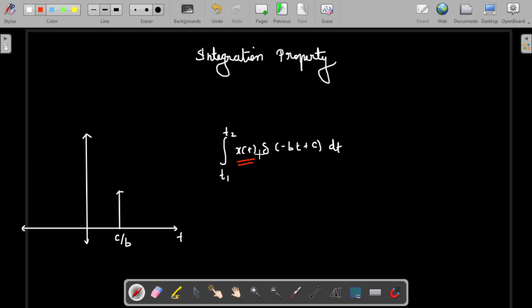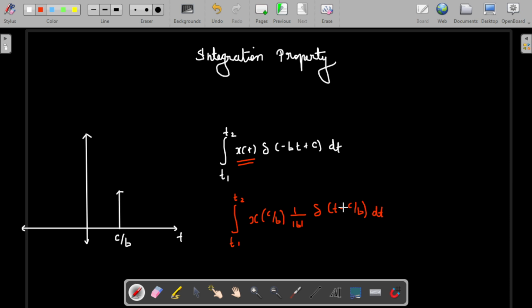Here we are multiplying the signal with a time-shifted impulse. If we revise this and write it, the integration over the time interval t1 to t2 of x of t, if we extend this, becomes x of c by b, which we already discussed, divided by modulus of b. This b will be constant, this term will be constant, and it is multiplied by the shifted impulse of t minus c by b. So this will be the impulse at c by b, over the time interval dt.